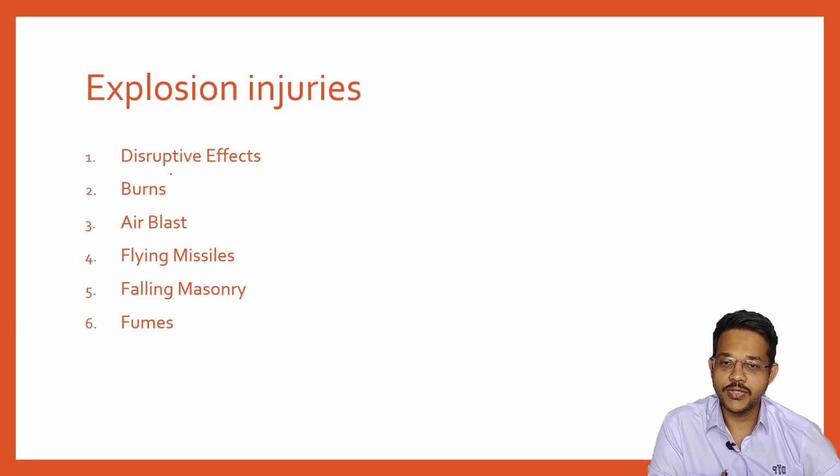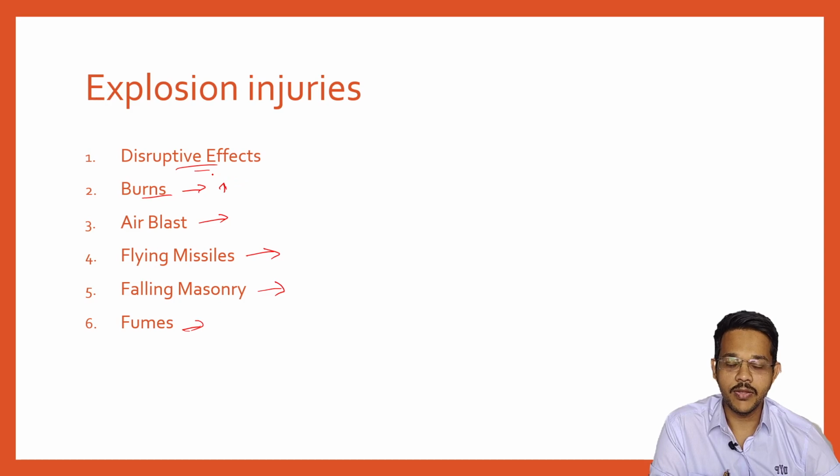Explosion injuries may cause different effects on the body. There are different types of injuries, like disruptive effects, where the body parts may rupture. It may cause burns because of a severe increase in temperature, air blast because of hot air as well as air pressure, flying missiles from the exposure as well as explosive materials, and falling machinery because of the explosion. Any building or nearby structures may fall on a person standing nearby, or toxic fumes may be released from the explosion, which may also injure the exposed person.